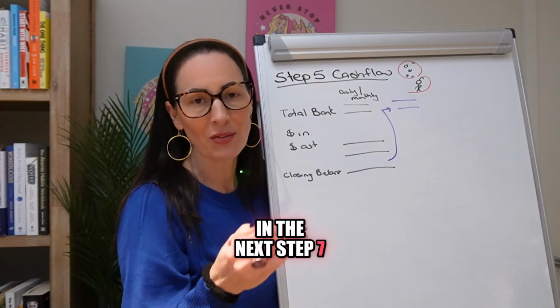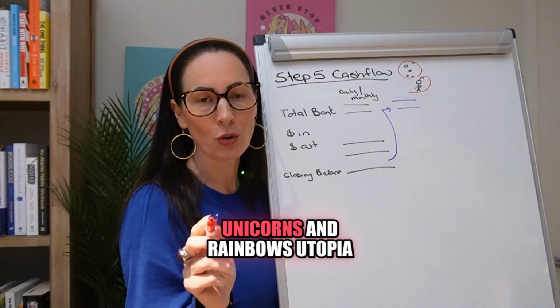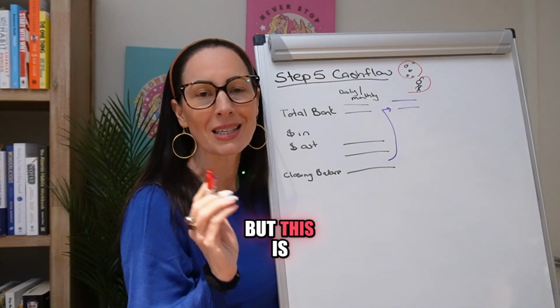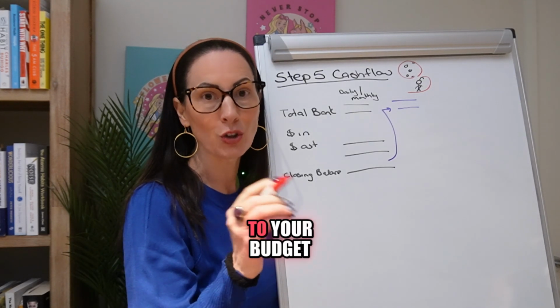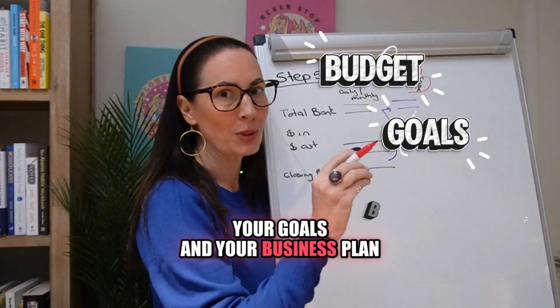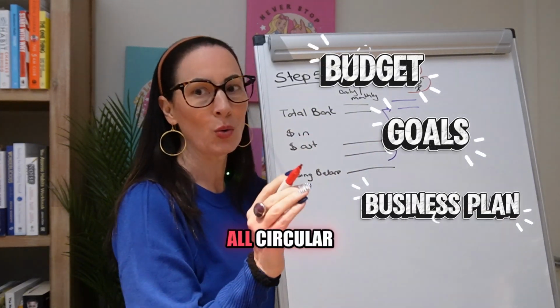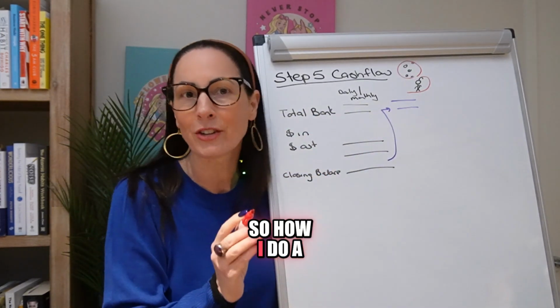In the next step 7, we'll talk about actual versus unicorns and rainbows, utopia. But this is, do you have enough cash? And does it align to your budget, your goals, and your business plan? All chicken and egg, all circular, right? So how I do a cash flow.